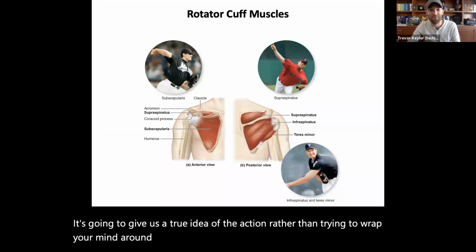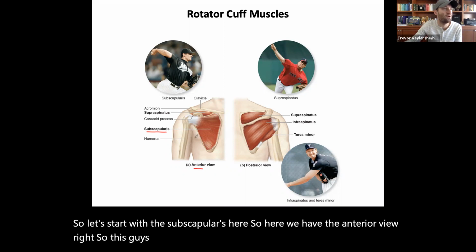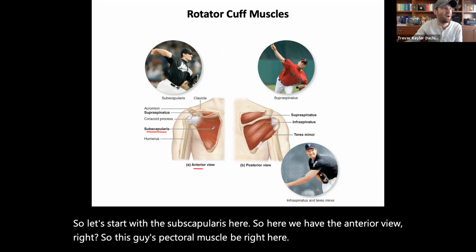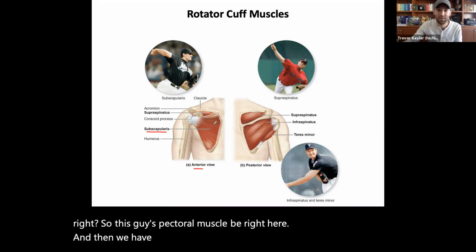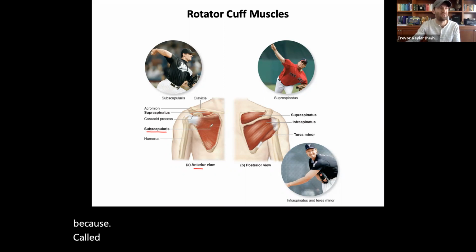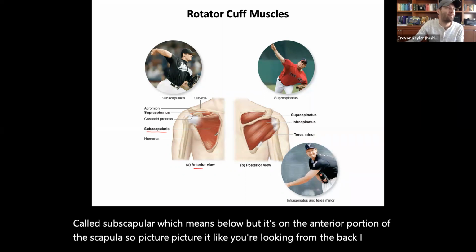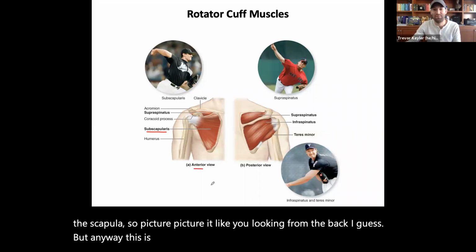And I'll give you an example. Let's start with the subscapularis here. So here we have the anterior view, right? So this guy's pectoral muscle will be right here. And then we have the subscapularis on the scapula. Kind of confusing because it's called subscapula, which means below, but it's on the anterior portion of the scapula. So picture it like you're looking from the back, I guess. But anyway, this is anterior view. It's on the front part of that scapula.